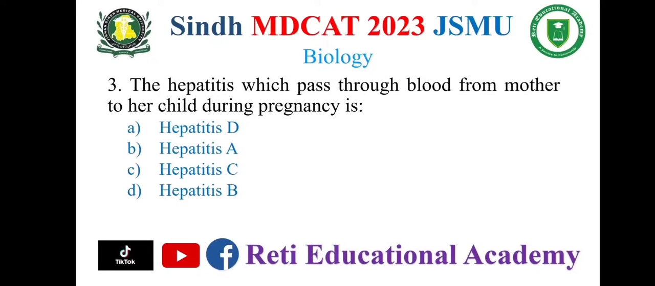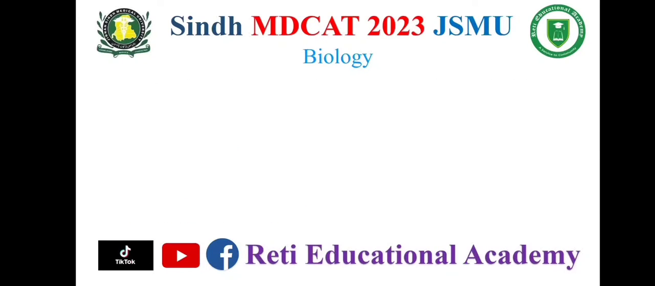The hepatitis which pass through blood from mother to her child during pregnancy is A. Hepatitis D. B. Hepatitis A. C. Hepatitis C. D. Hepatitis B. And the correct answer is C. Hepatitis C. Question number 4.